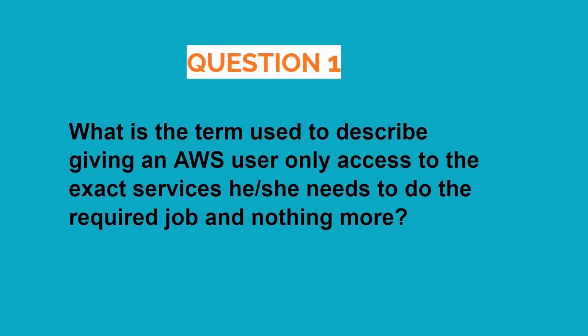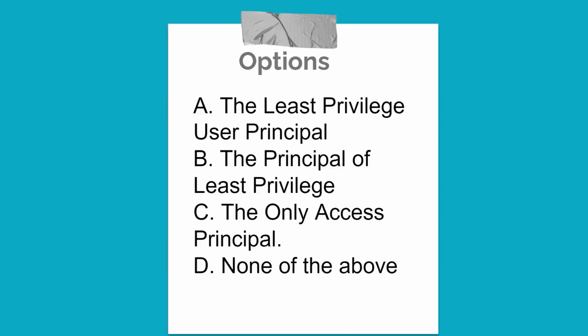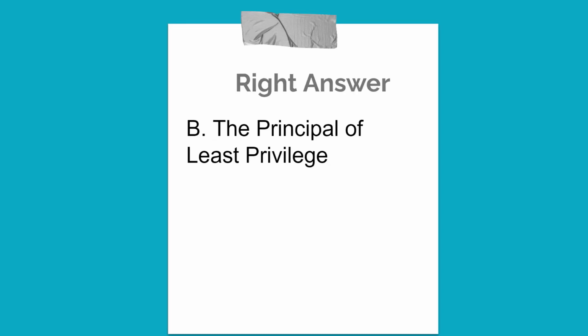Question 1. What is the term used to describe giving an AWS user only access to the exact services he/she needs to do the required job and nothing more? Option A. The least privileged user principle. B. The principle of least privilege. C. The only access principle. D. None of the above. Right answer is B. The principle of least privilege.